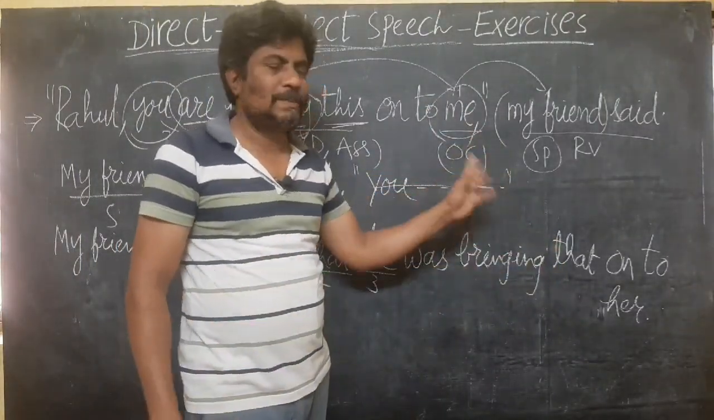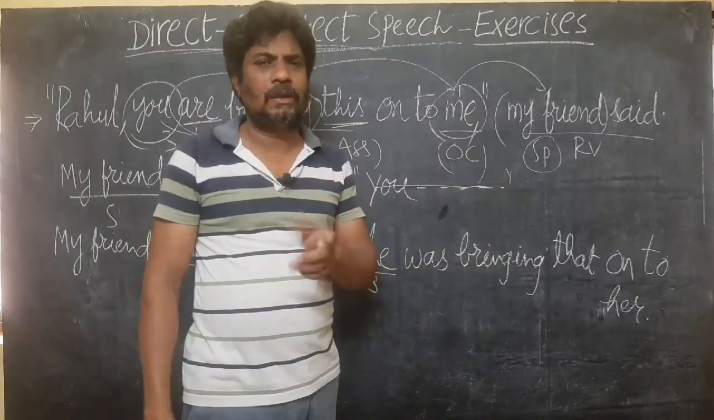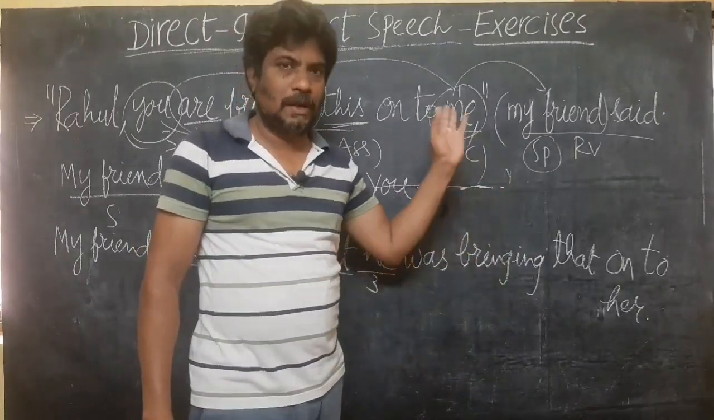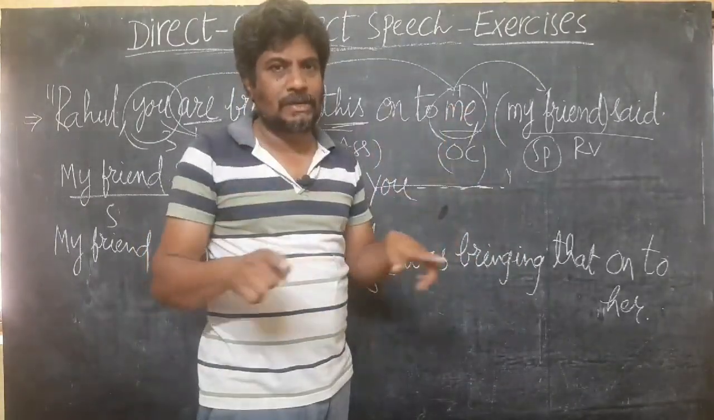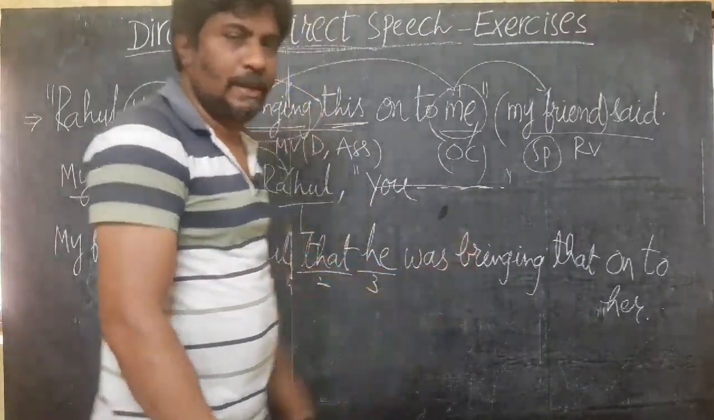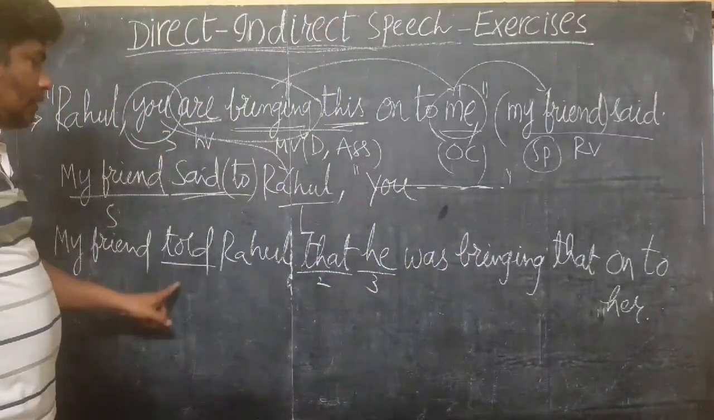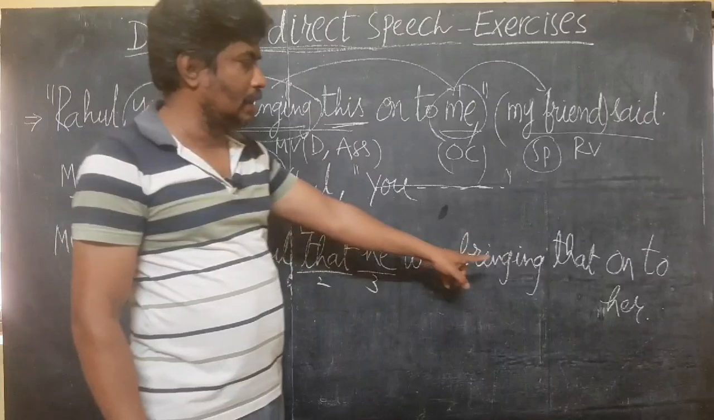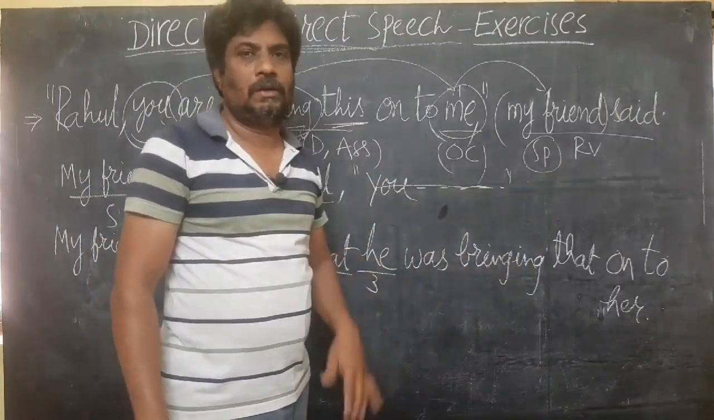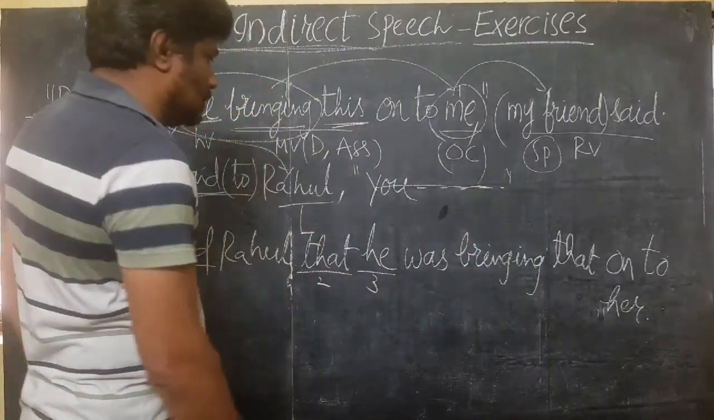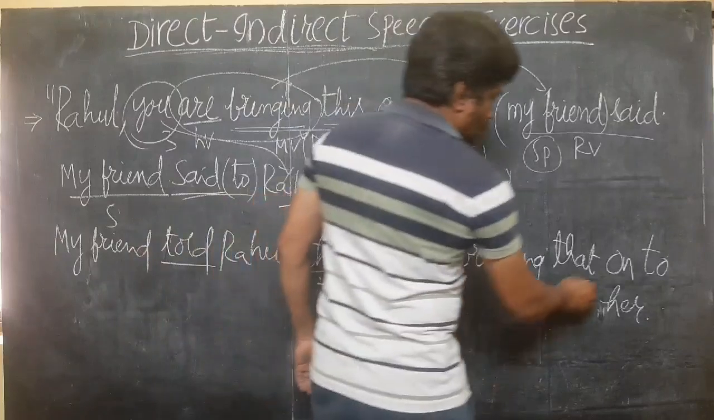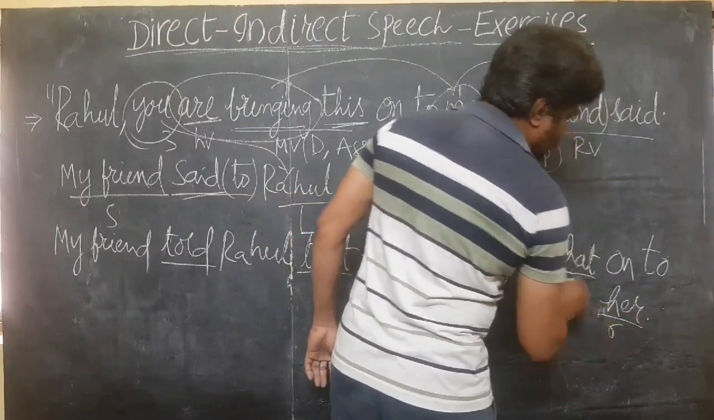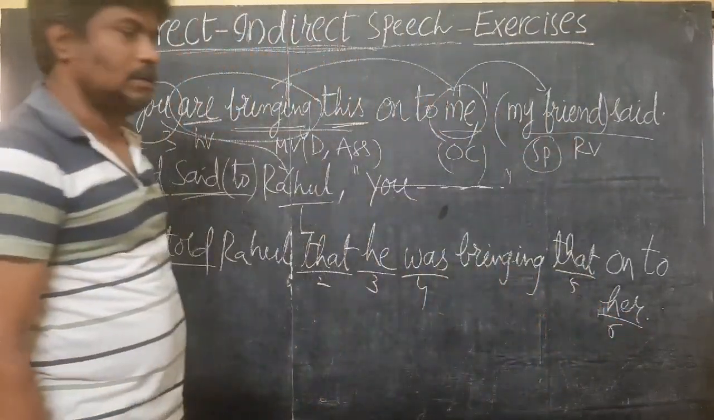Likewise, see, these pronoun changes are very, very important and a little bit sophisticated. If you understand the dialogue properly, and you have learned objective case and subjective case clearly, then you can write it. So see this: my friend told Rahul that he was bringing that onto her. So these are the changes. This is the fourth change, this is the fifth, and this is the sixth. In this example, we have to make 6 changes like this.